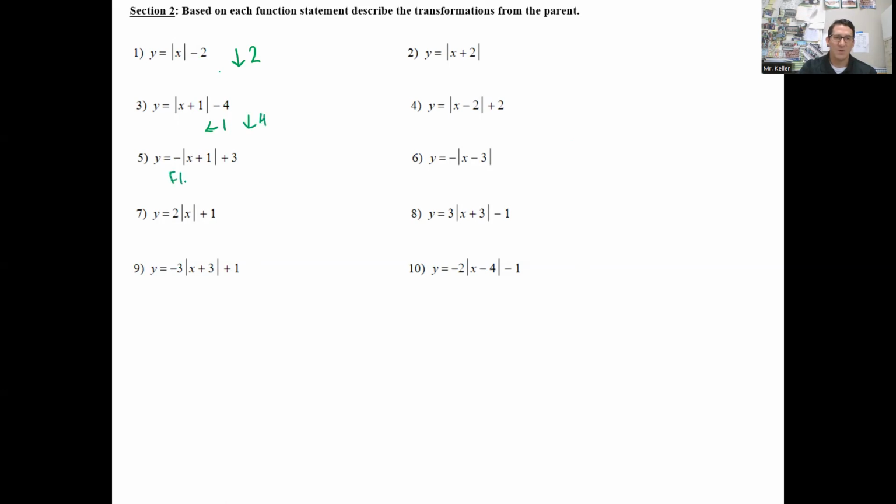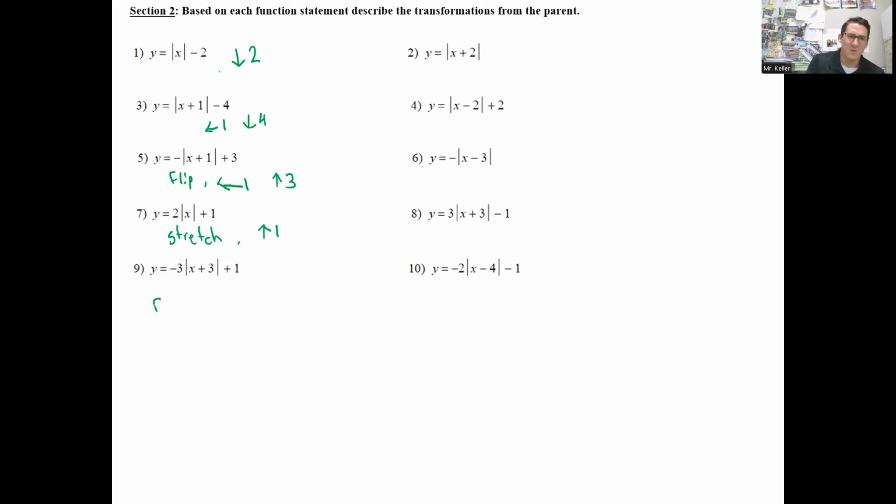The negative is going to flip it. The +1, that's going to be left 1. And +3 is up 3. +3 on the outside. The 2 is going to be a stretch. I'm not going to say it's a factor, whatever. It doesn't matter. And then it's going to be a shift up 1.